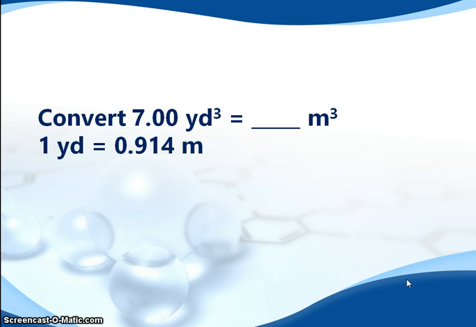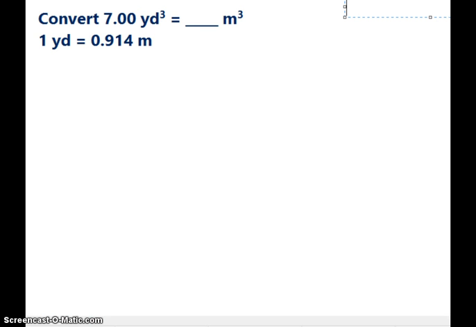Now here's a bonus problem. Convert 7 yard cubed to meter cubed. Notice that 1 yard equals 0.914 meters. So how exactly should we go about doing that? Well, first of all, we know that 1 yard equals 0.914 meters, but we want to find how many meters cubed equals yard cubed. So first of all, let's go ahead and write down what we do have for the present.